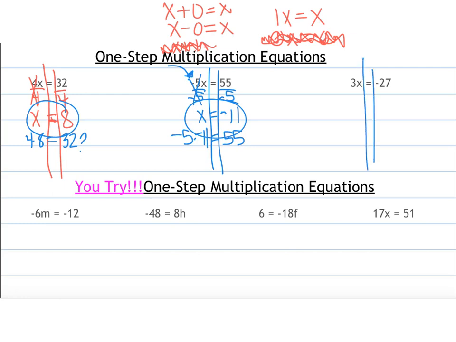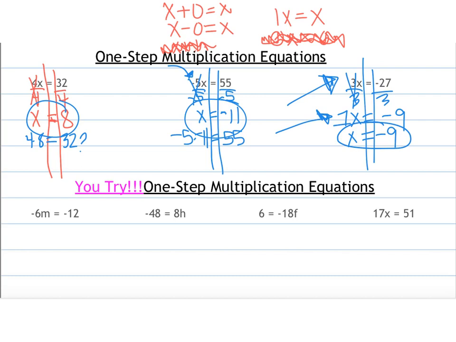3x equals negative 27. Divide both sides by 3. Carry that down. Really what that is doing is 1x, and then negative 27 divided by 3 is negative 9. So x equals negative 9. You can do it this way to x it out. You can do it this way. You can do it both ways, as long as you have all of your steps and that you get to your answer and that it's circled.